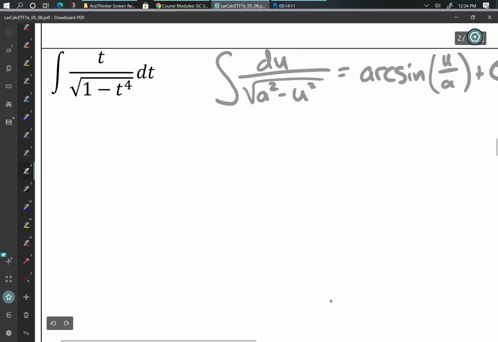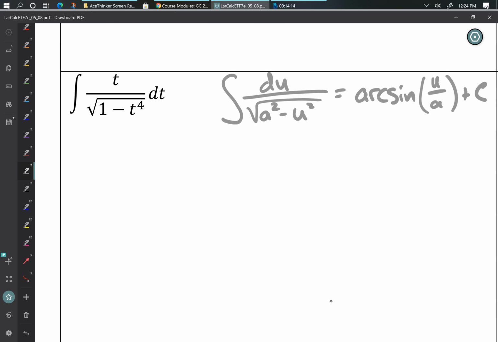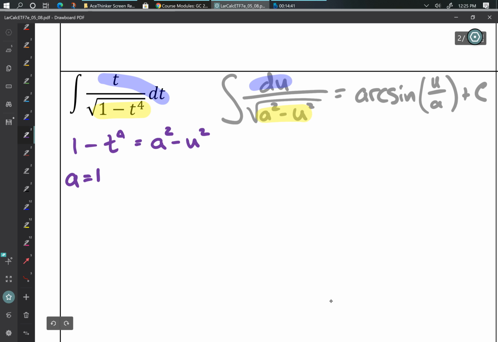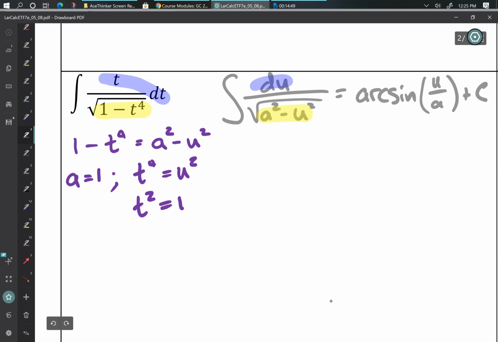Okay. So, if this is going to be arc sine, then somehow t dt needs to match up with u du, and 1 minus t to the 4th needs to match up with a squared minus u squared. So I'm going to start trying to make that work. If 1 minus t to the 4th is going to be the a squared minus u squared part, then a squared is 1, or a is 1, and t to the 4th is equal to u squared, which means that t squared is u.